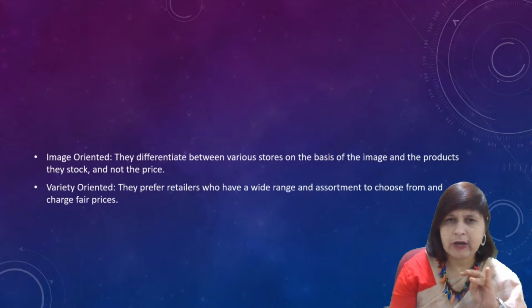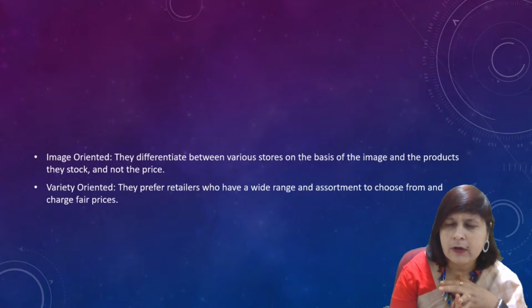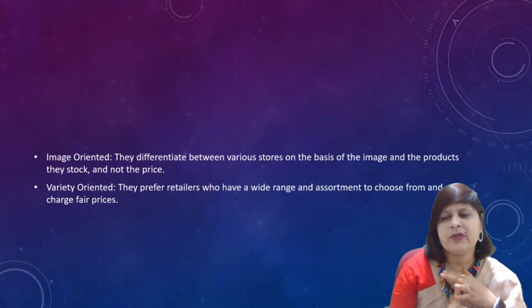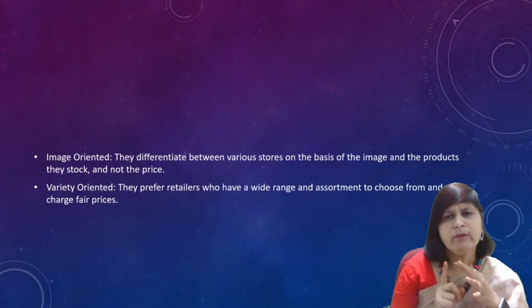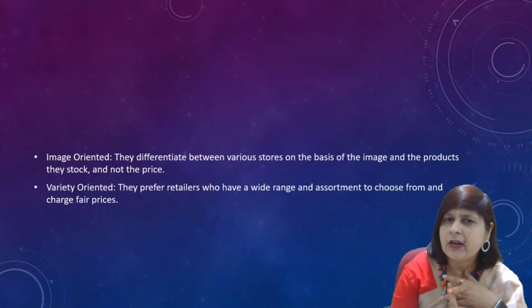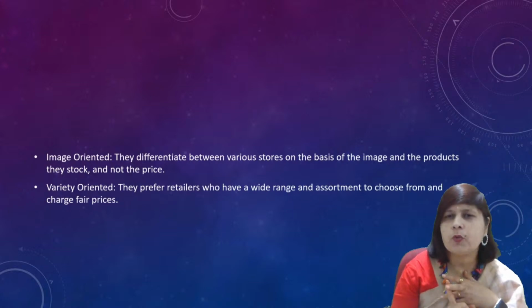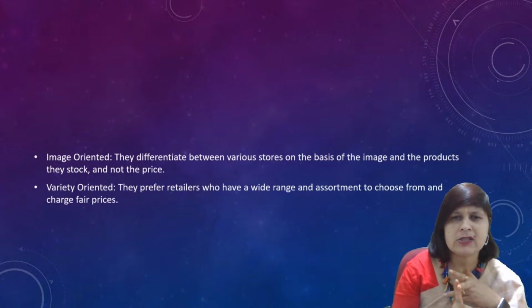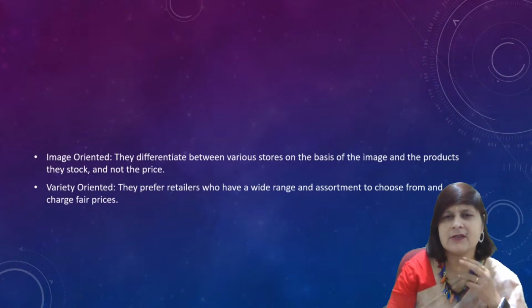Then image oriented is the image of the store and the product they keep, their stock matters to them, not the price. Convenience oriented, their convenience, they don't want to invest much time in shopping. They prefer to pay more. That is convenience oriented. Their convenience is important to them.